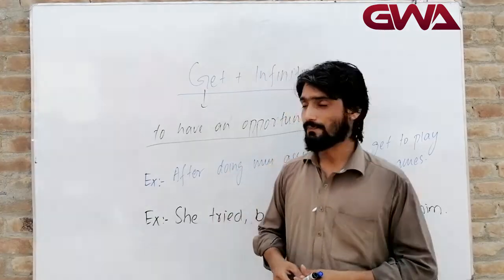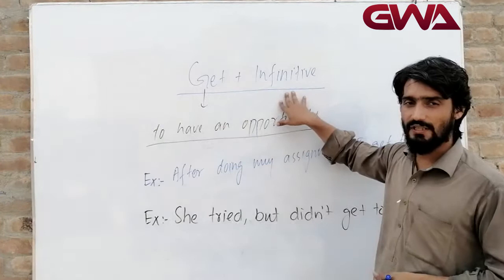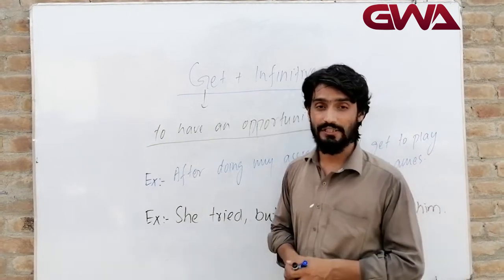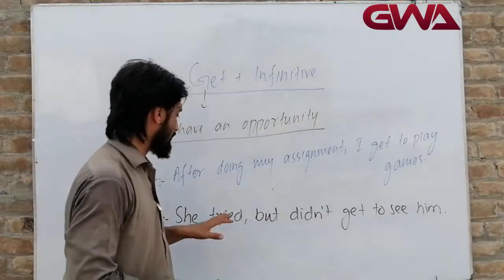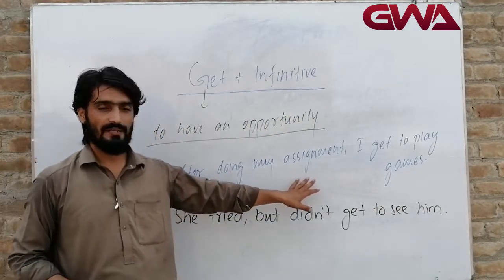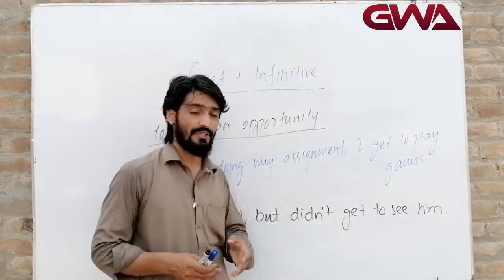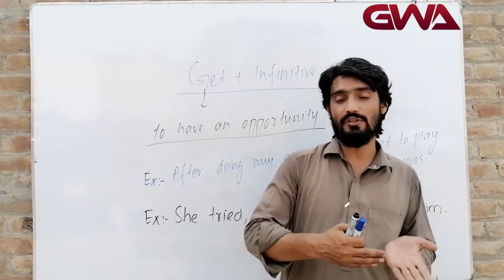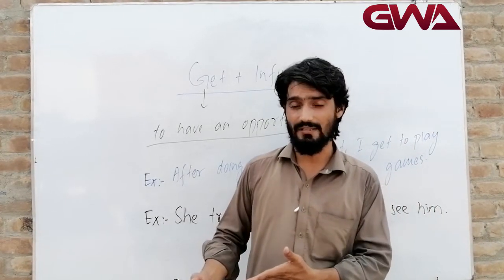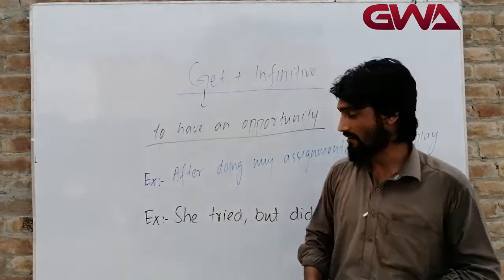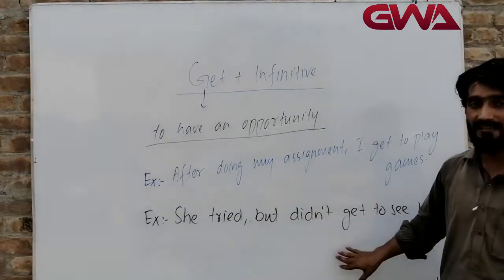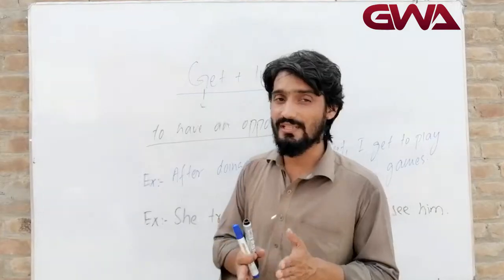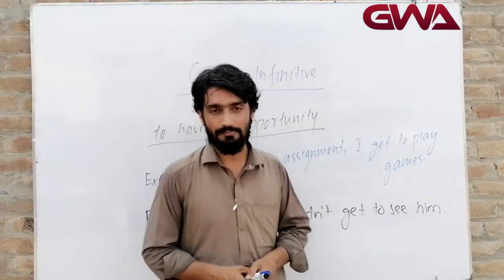The last point, after get, if you see an infinitive, here get means to have an opportunity. Here are the examples. After doing my assignment, I get to play games. It means that I have the opportunity to play games. I don't have the opportunity to play games before doing my assignment. I have it after doing my assignment. She tried but did not get to see him. She tried hard to see him, but she didn't have the opportunity to see him.